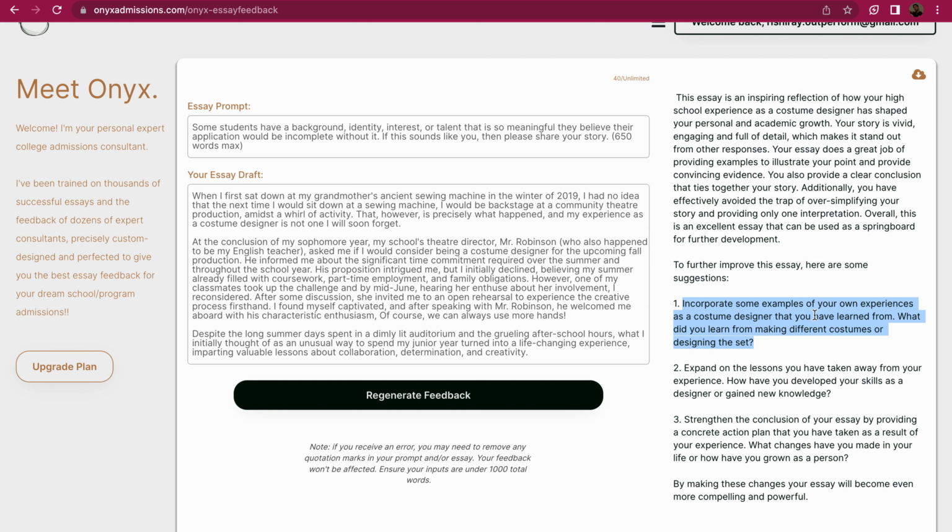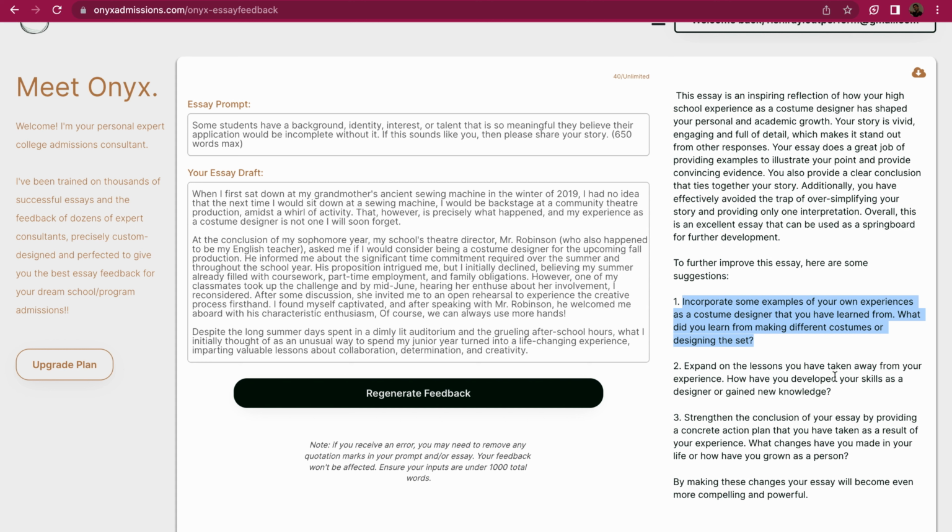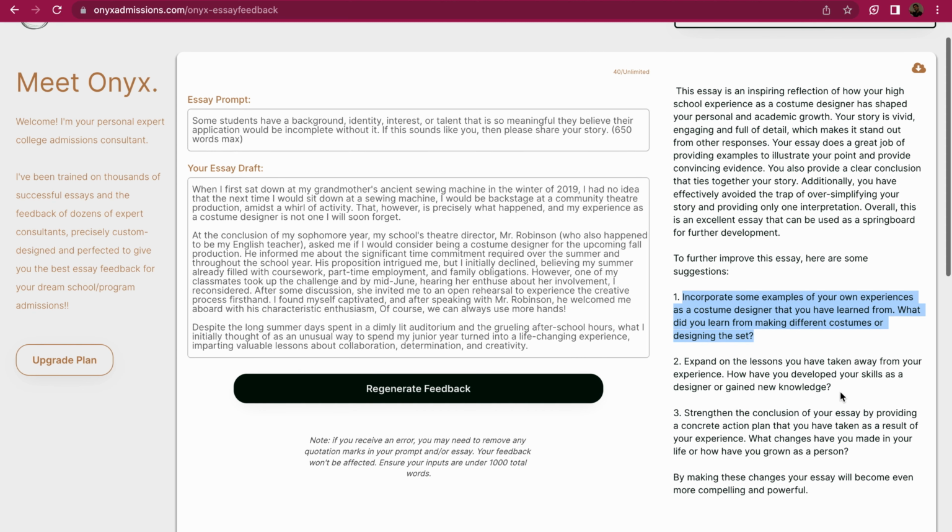Okay, and this again ties right back to what we talked about, which is be concrete with your anecdotes, right? The second point to improve this essay in this feedback from Onyx is to expand the lessons, the takeaways. This is your reflection, the introspection that is so important when creating a compelling application essay. How have you developed your skills as a designer or gained new knowledge?